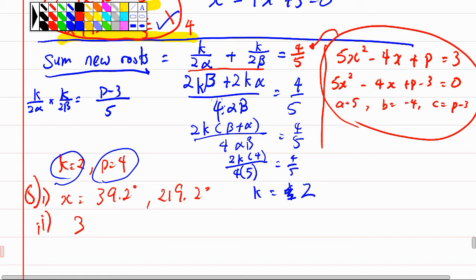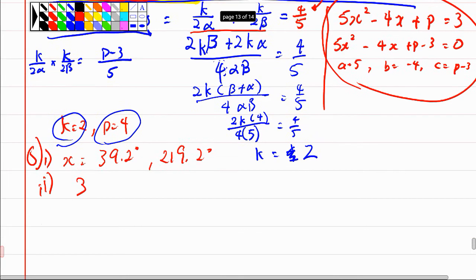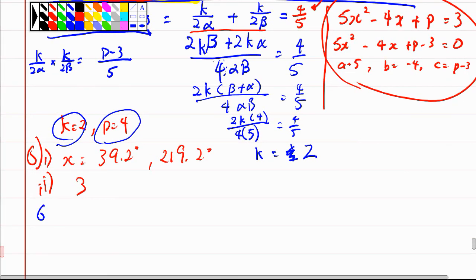6 part 1 is wrong. There are 4 answers. It's between 0 to 360. Do you get 4 answers? Do you need me to show you? Show. Okay, tangent 2 theta.